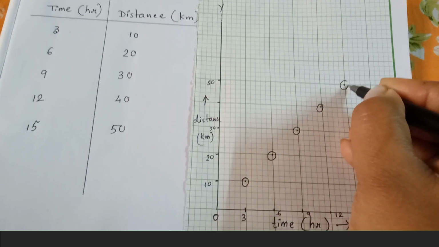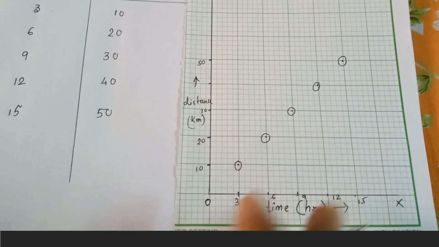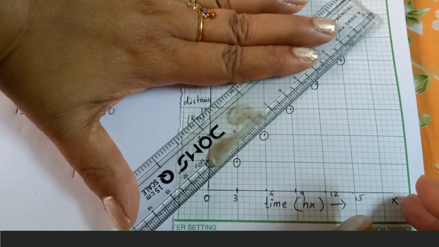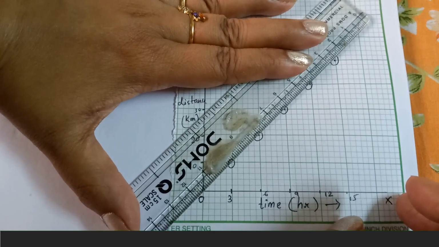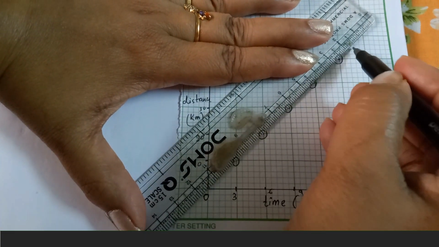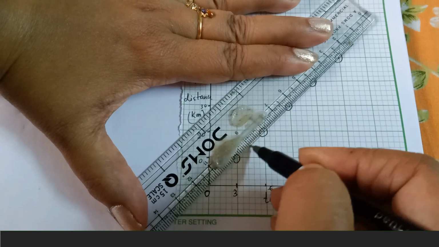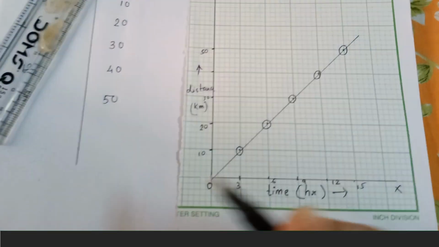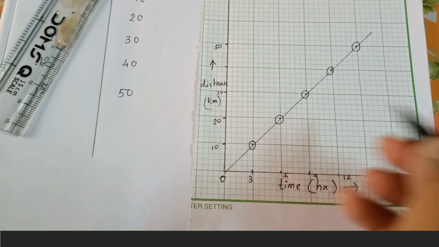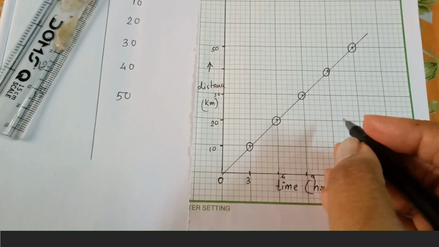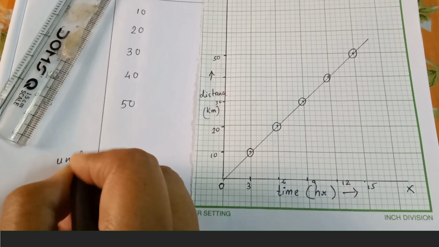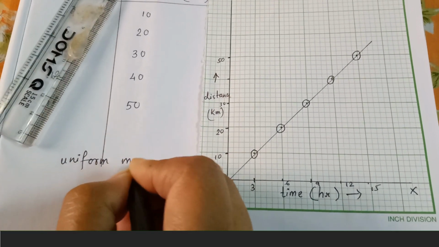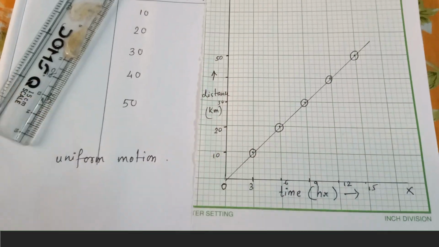So properly pointed, and so now we have to add these points. Exactly, the line goes through the middle of the points. So here also you are getting a straight line, so it is also depicting uniform motion. Okay. Now we'll take another example.